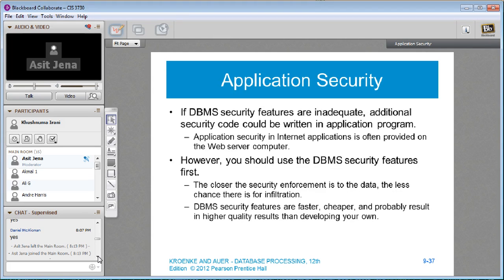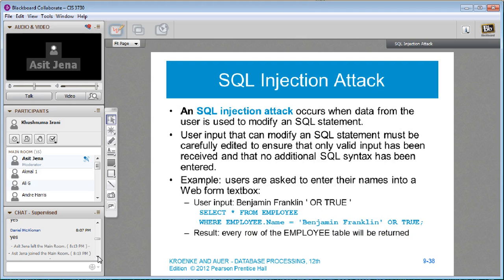Again, in addition to the database security, you should have security built into the application. That's basically the programming language that you write in, so that people have at least 2 levels of security, one at the application level, one at the database level.